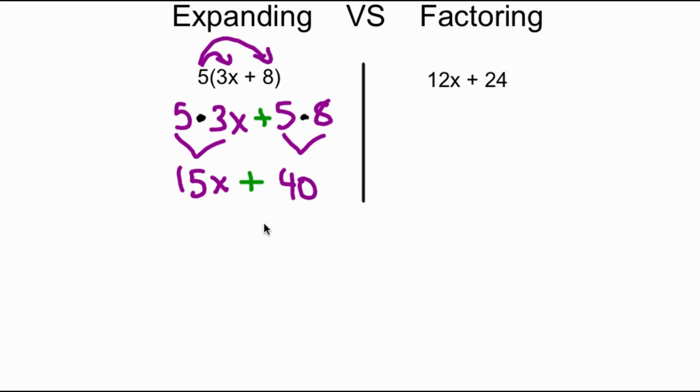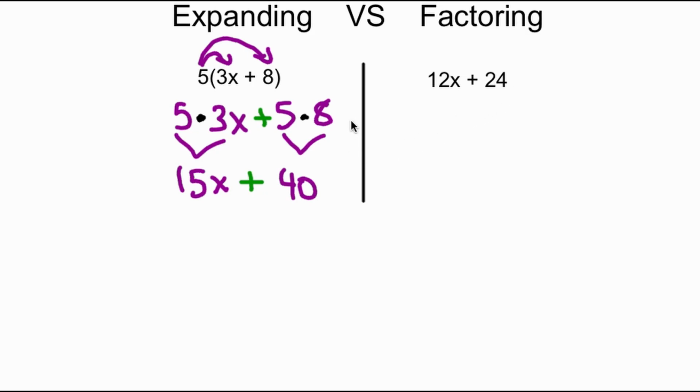Factoring starts with an expression that kind of looks like that, and you're doing the reverse to get to an expression that looks like this. So what we're doing when we're factoring is we're splitting the expression apart. Now, the way that works is by finding the common factor between the 12x and the 24.